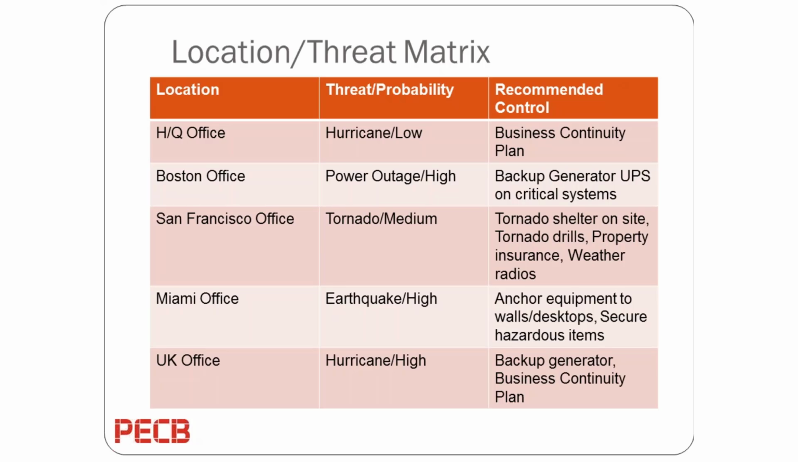For the Boston office, you have power outage, where the probability of it occurring is high, and what is recommended here as control action is a backup generator, UPS on critical systems, and so on. Then you have the ones for San Francisco, Miami, and the UK office. You could now begin to look at what threats the risk in every location could exploit, and also determine the probability of such threat occurring based on the controls that you have put in place.